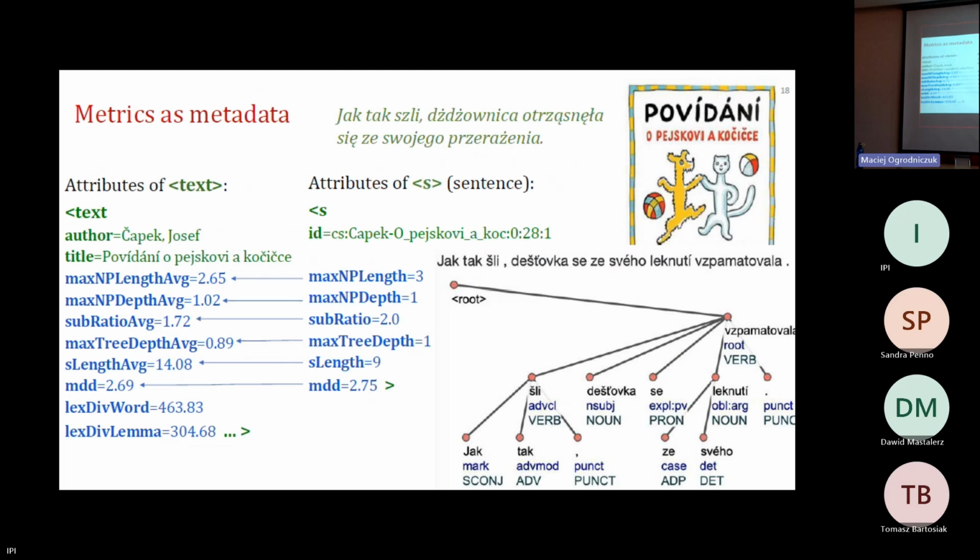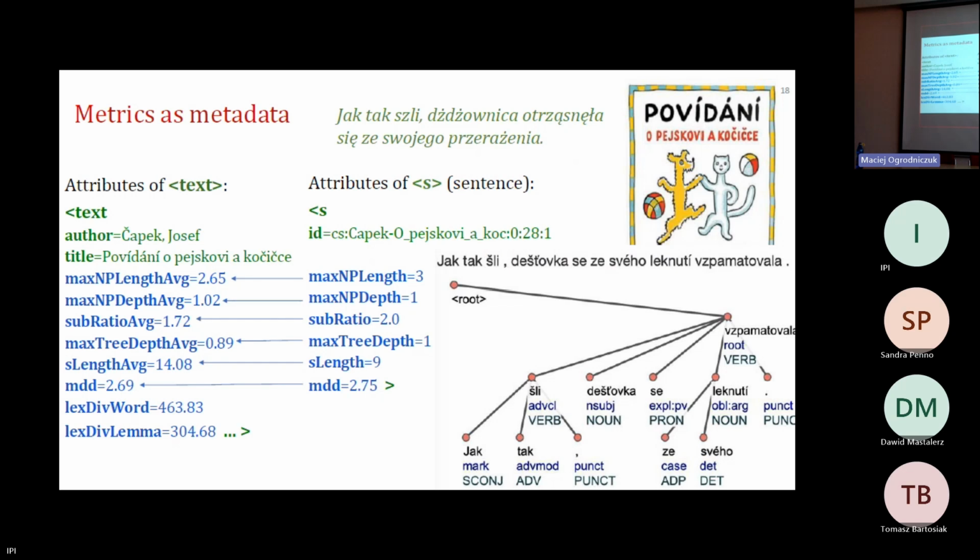So what do we do with these metrics? We add them to the corpus as metadata, and these metadata are added to each sentence and each text, and then you can calculate the measures for languages and for text type within the language, which of course makes more sense because, as you will see, the text types within one language differ a lot, even within one language.